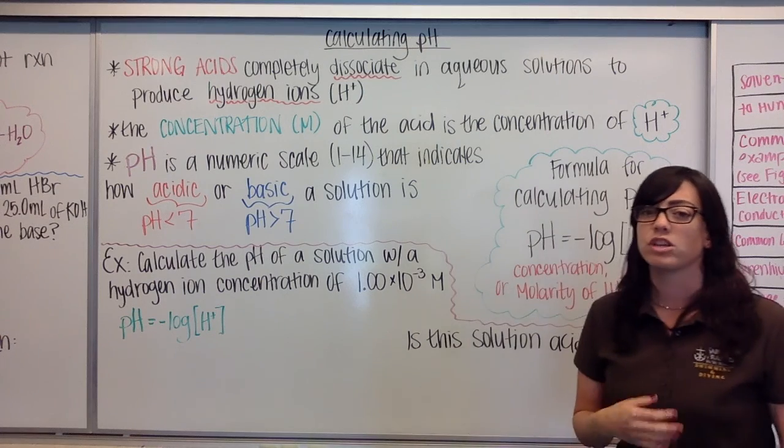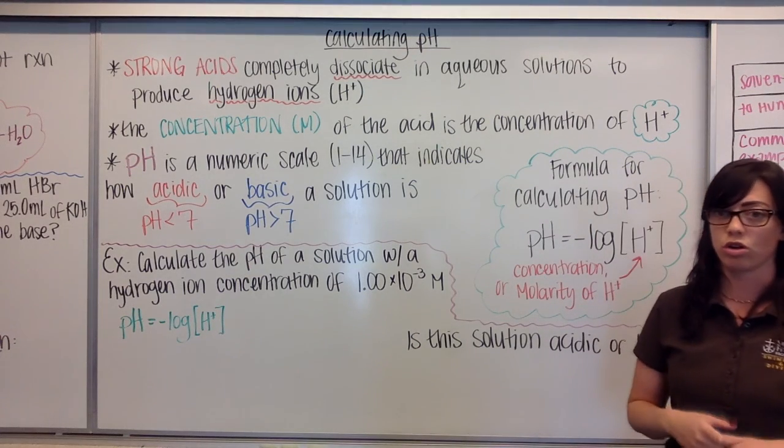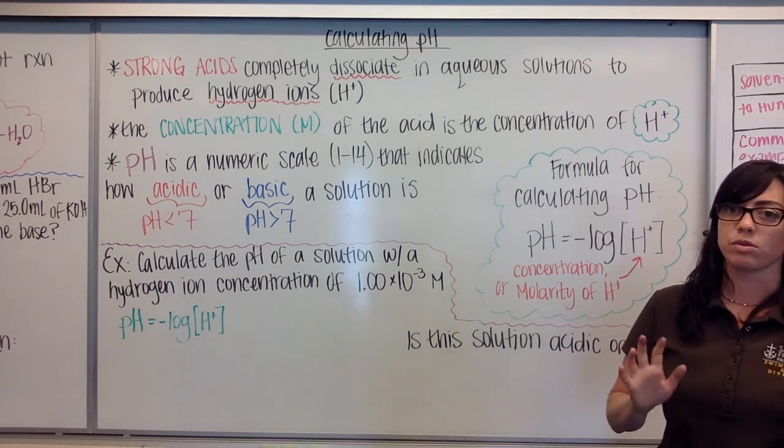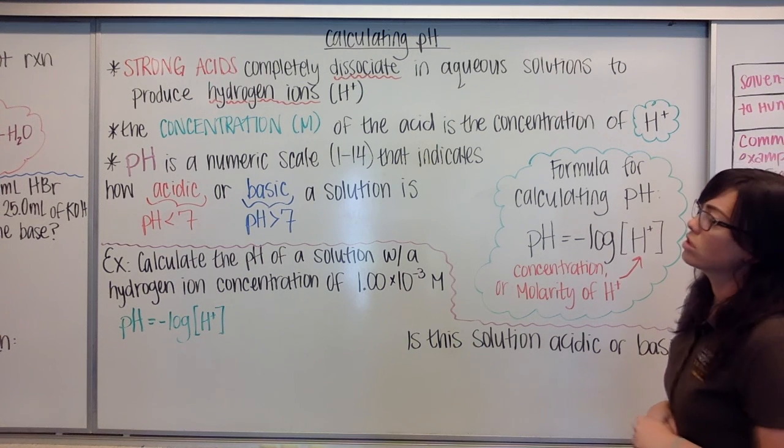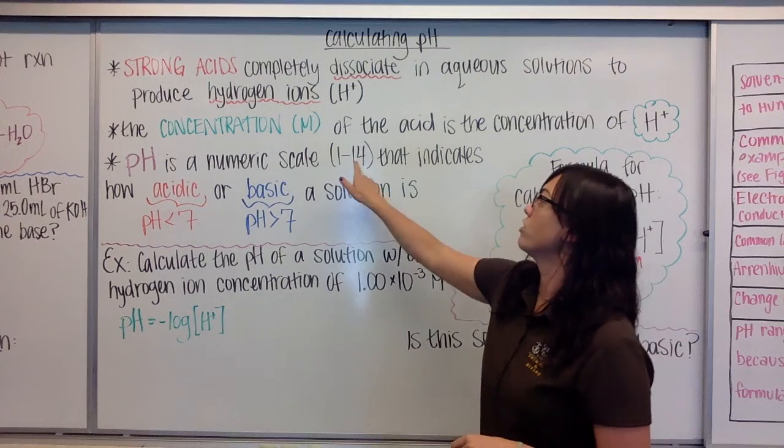And things that have a pH of 7 are considered neutral. We will look at a few examples of different pHs of different substances in class, but you just need to remember that it is a numeric scale, 1 to 14.